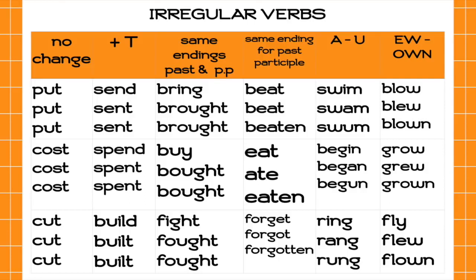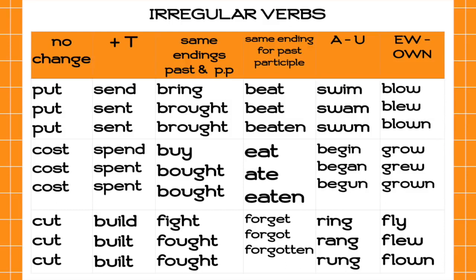The fifth group, some verbs change a vowel consistently. So A and U. So A for the past and U for the past participle. Like in swim, swam, swum. Begin, began, begun. Ring, rang, rung.